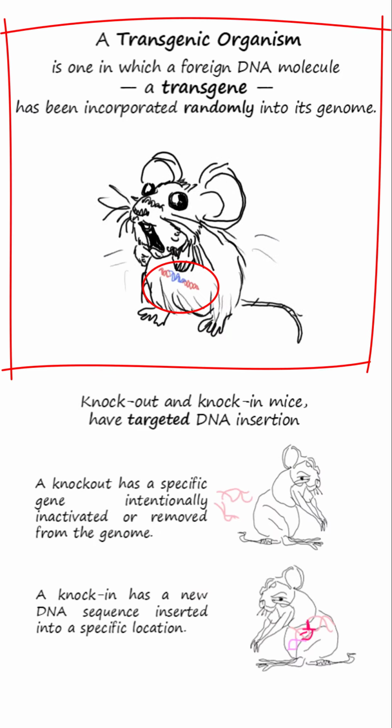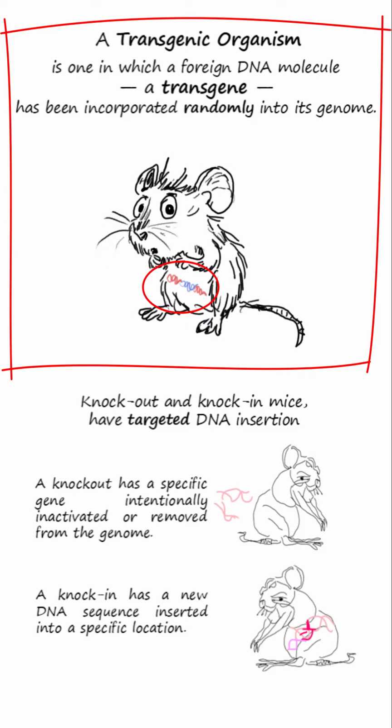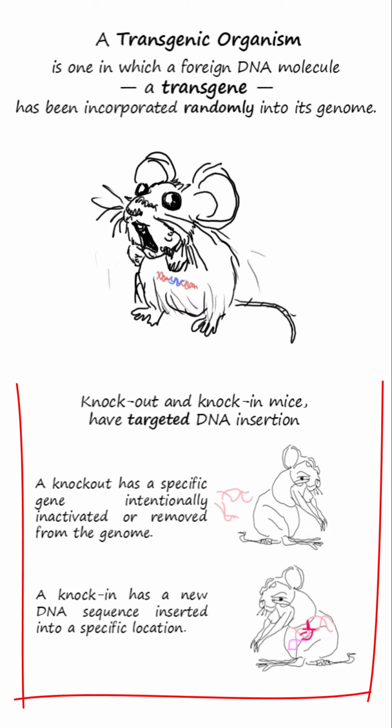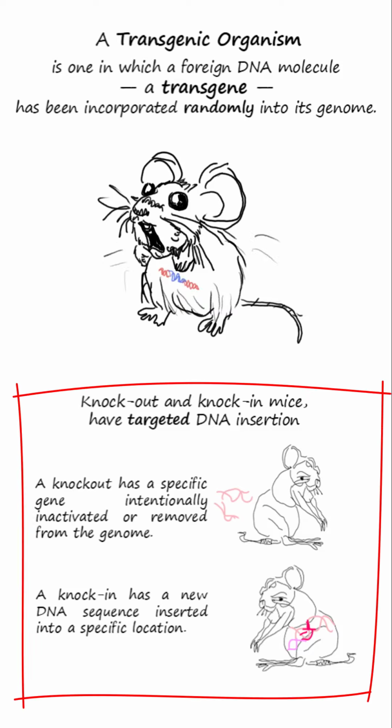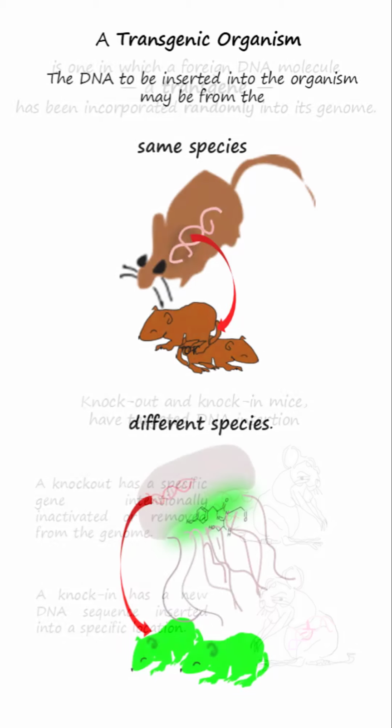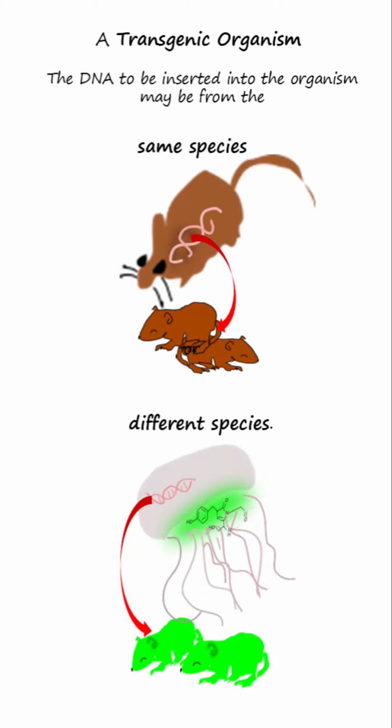A transgenic organism is one in which a foreign DNA molecule, a transgene, has been randomly incorporated into its genome, whereas knockout and knock-in mice have targeted DNA insertion. The DNA inserted into the organism may be from the same or different species.